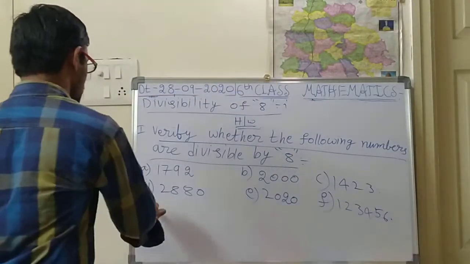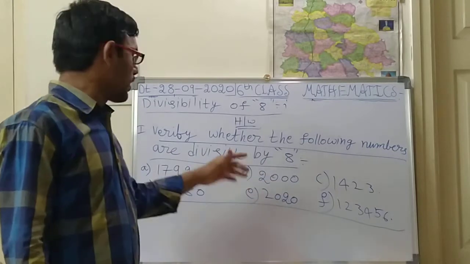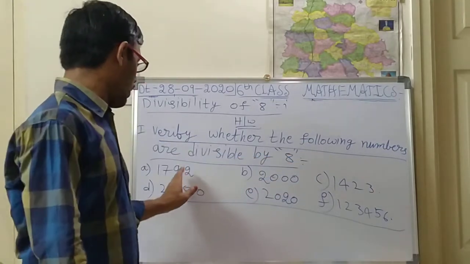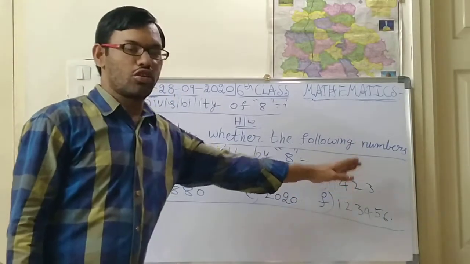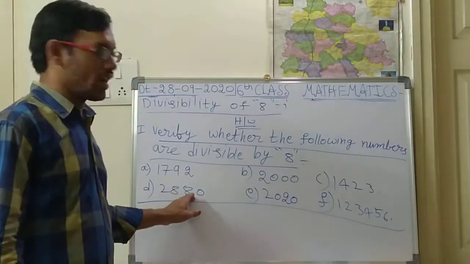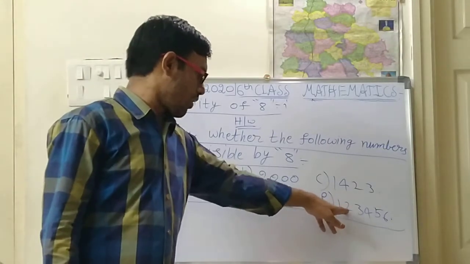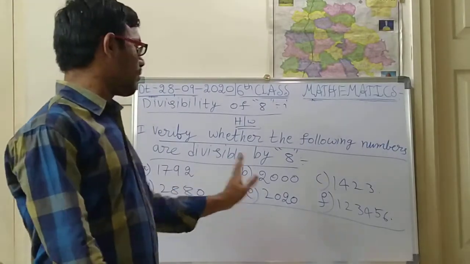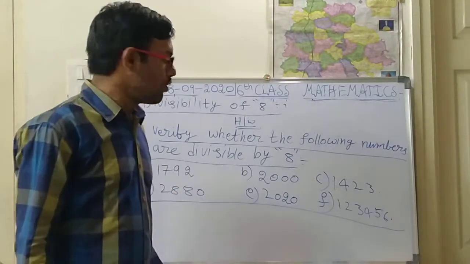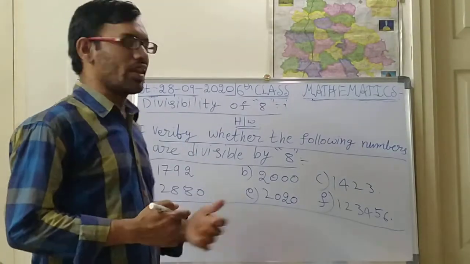So these are the 6 problems, children. Do it as homework, whether they are divisible by 8 or not. 1792, 2000, 1423, 2880, 2020 and 1,23,456. Try to do these numbers on your own, children. I think you will be doing these problems very easily.